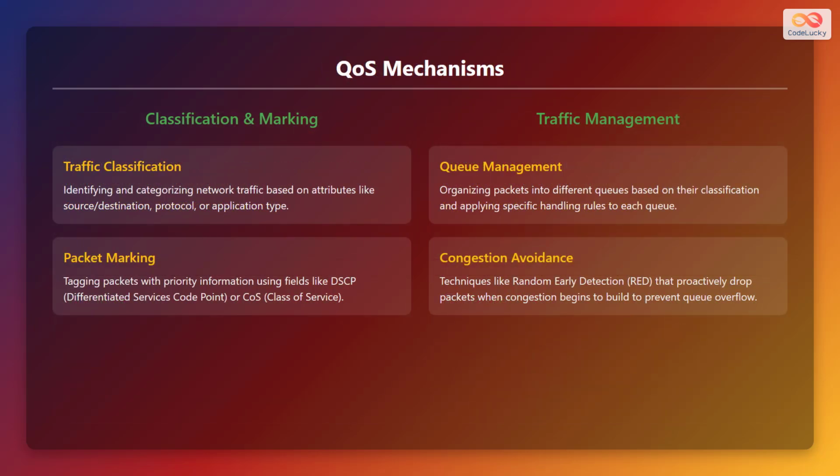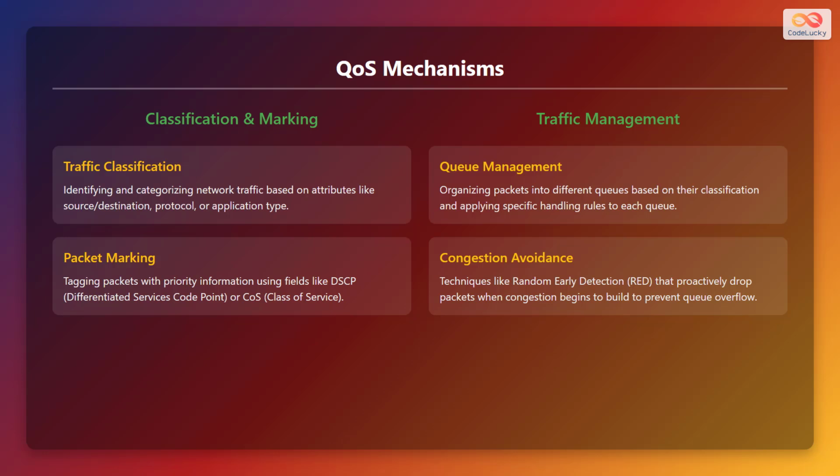Let's take a look at the different mechanisms that enable quality of service. The first thing is classifying and marking traffic. This involves identifying and categorizing network traffic based on attributes like source and destination, protocol, or application type. Next comes packet marking. This means tagging packets with priority information using fields like Differentiated Services Code Point, or DSCP, or Class of Service, or CoS.